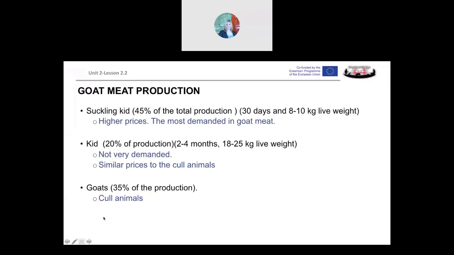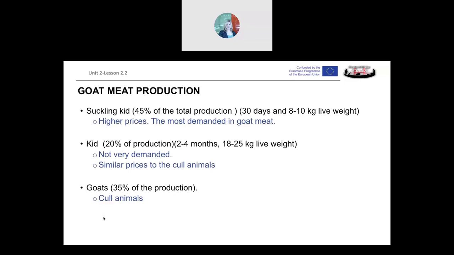For goat meat production, we can distinguish three main types of production. In the first place, we can find what we call the meat coming from suckling kids. In this case, this is the main production. More or less around the world it will be 45% of the total goat meat production. It's the most demanded goat meat. Of course, it's also the type of goat meat that reaches the highest prices in the market.